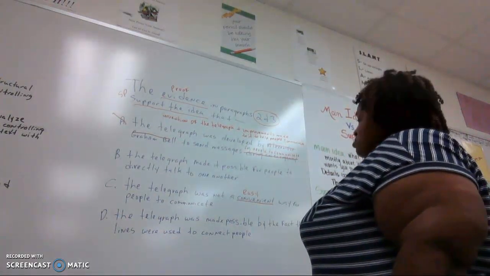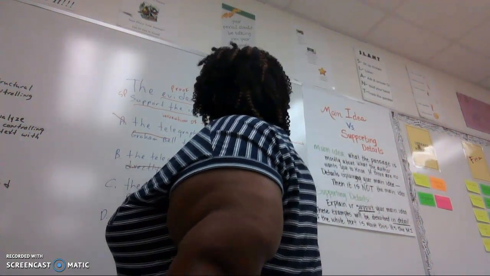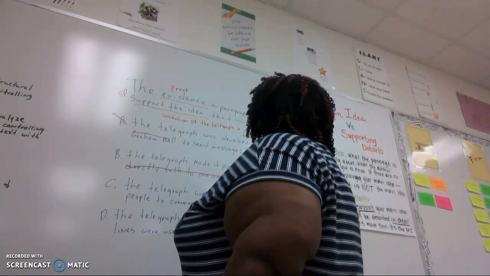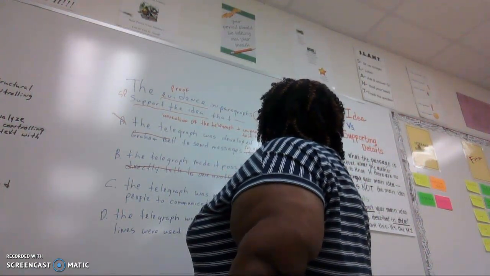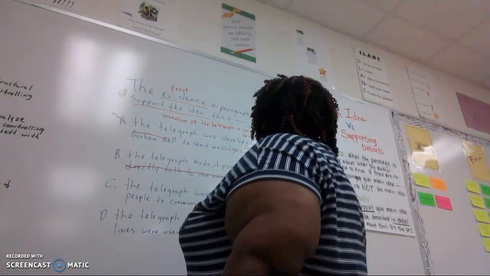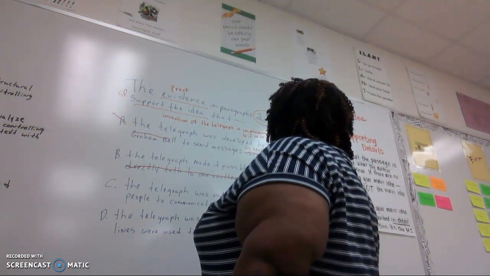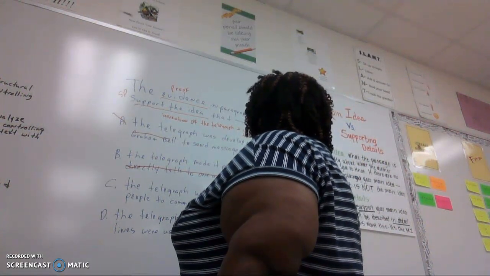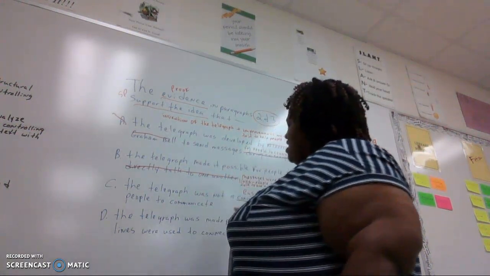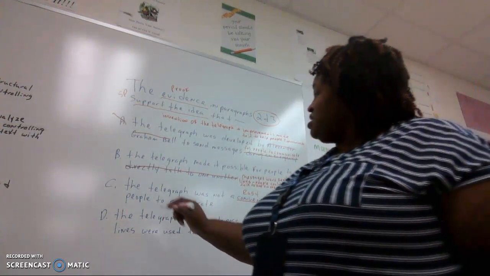The telegraph made it possible for people to talk directly. Ooh, to directly talk. Messages were sent over line. People could not talk yet, not directly talk to one another. Oh, see, when you cite textual evidence, it makes it easier for you to defend or prove your answer and makes it easier for you to see that B is not your answer choice.